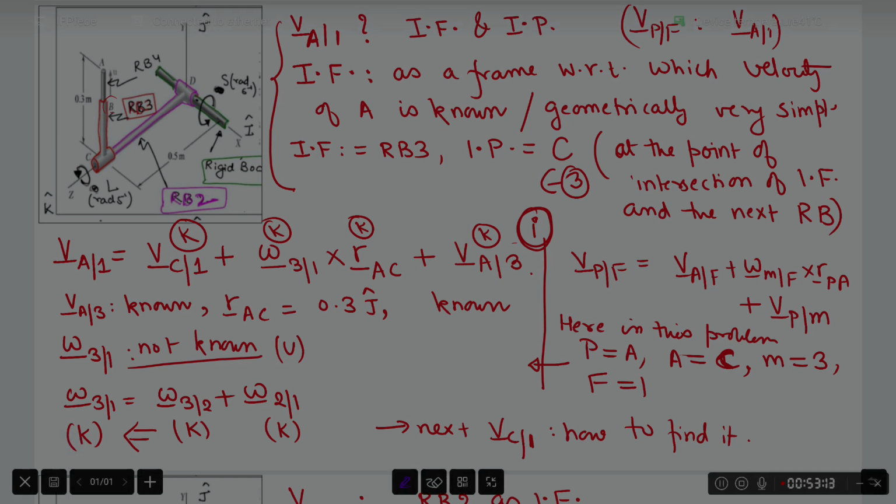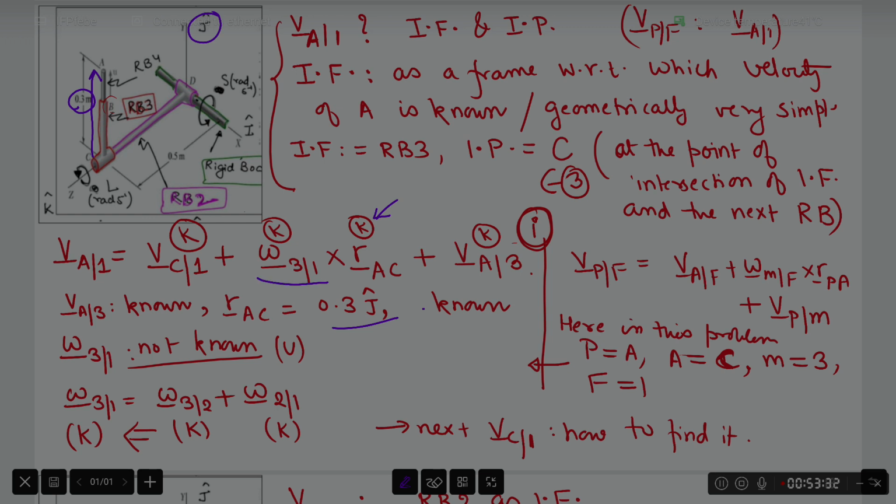RAC. Do we know RAC? This is RAC. This vector is RAC. Do we know? Yes, we know. It is 0.3 meters along J direction. That's what I have written here. So this is also known. I mark it as K. I move to the next quantity here, which is omega 3 1.